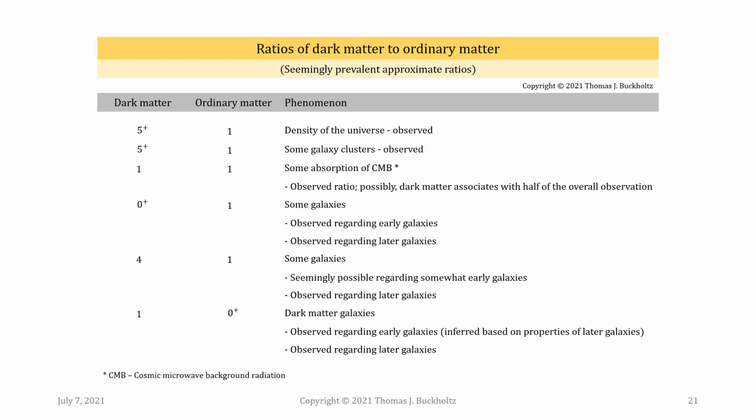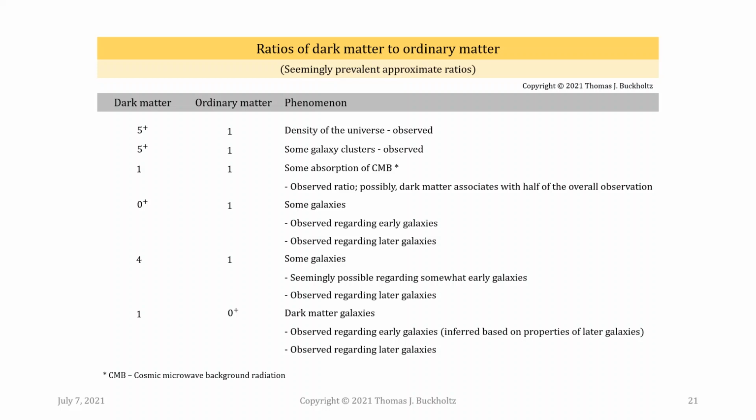This chart shows ratios of dark matter to ordinary matter that people report. Generally, my work seems to explain these results. My work associates with the 5+1 ratio of densities of the universe. Some observations pertain to galaxy clusters. One might suppose that the galaxy clusters are large enough to approximately reflect densities of the universe.